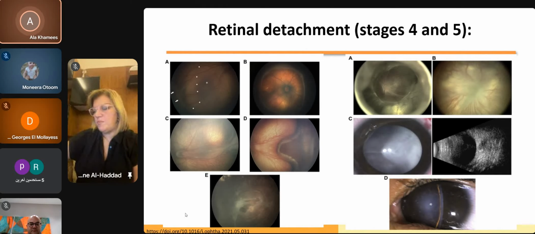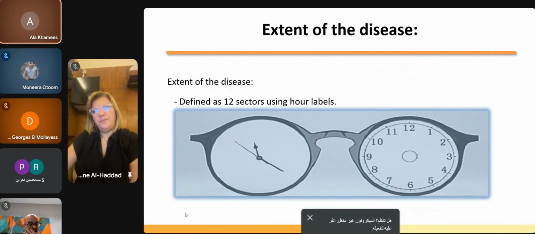Stage 5A, in which the optic nerve disc is visible by ophthalmoscopy, indicating open funnel retinal detachment. Stage 5B, in which the optic nerve disc is not visible due to either retrolental fibrovascular tissue or closed funnel retinal detachment. And stage 5C, in which stage 5B is accompanied by changes in the anterior segment, such as marked flat anterior chamber, iridocorneal lenticular adhesions, and corneal opacities. We define the extent of disease as 12 sectors using clock hours.